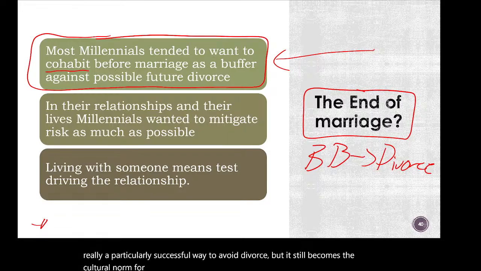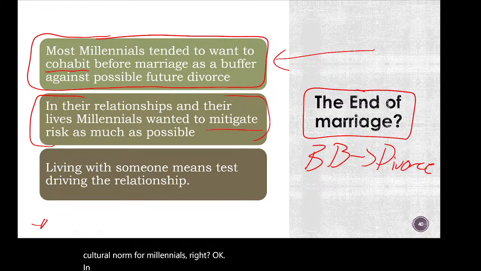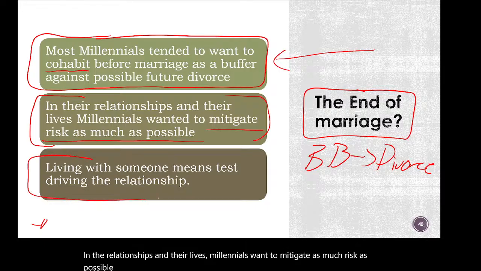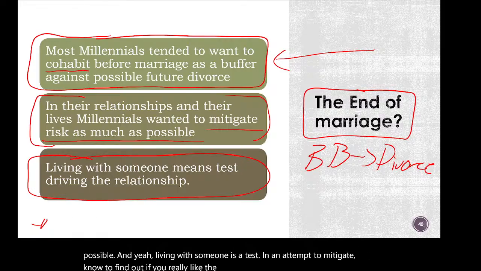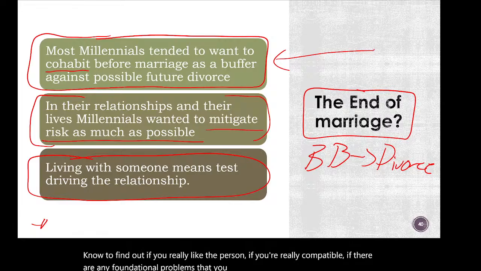In their relationships, in their lives, millennials want to mitigate as much risk as possible. And living with someone is a test, an attempt to mitigate, to find out if you really like the person, if you're really compatible, if there are any foundational problems that you can't work through or are going to bug you so much that the relationship kind of falls apart.